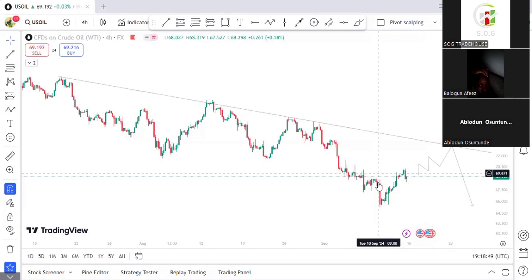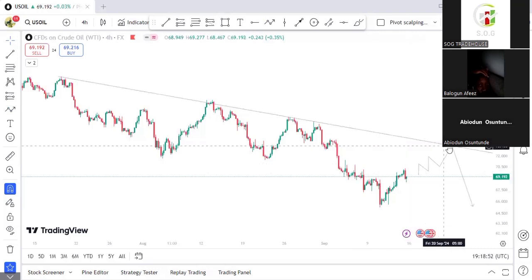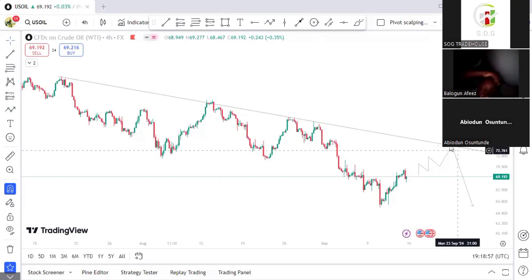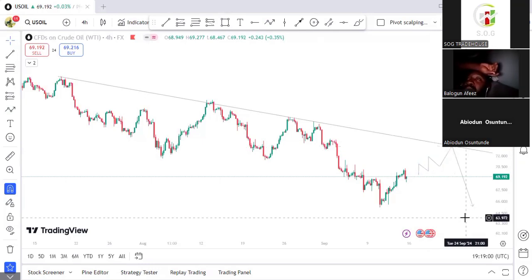So what are we anticipating? We're anticipating a retracement back to this trend line. So if the market respects this trend line and closes below the trend line, we take sales down to continue with the sell move to the downside.